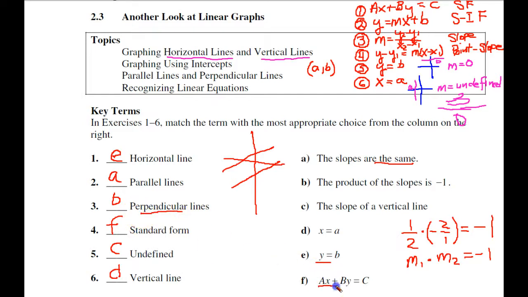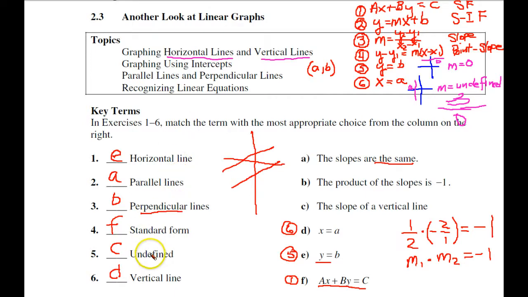Standard form we've covered already. We call that formula 1. Remember, this one is formula 6, and this is formula 5. Now, hopefully you've written these on a little index card somewhere, and you're reviewing them as you try to memorize them.